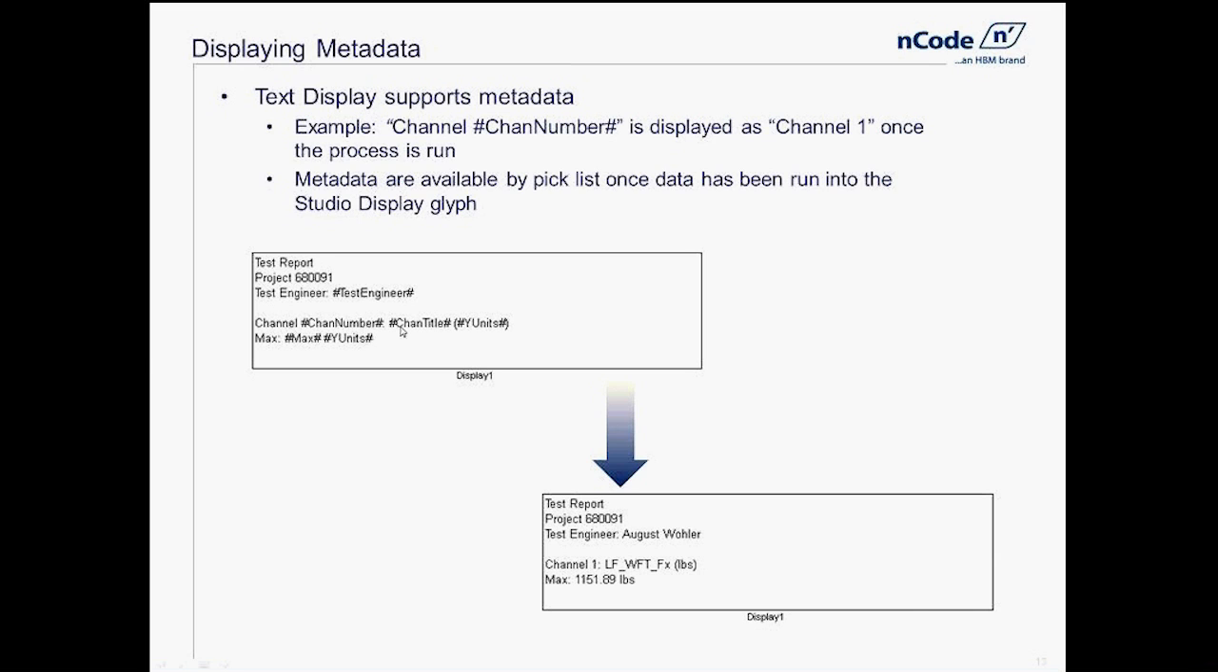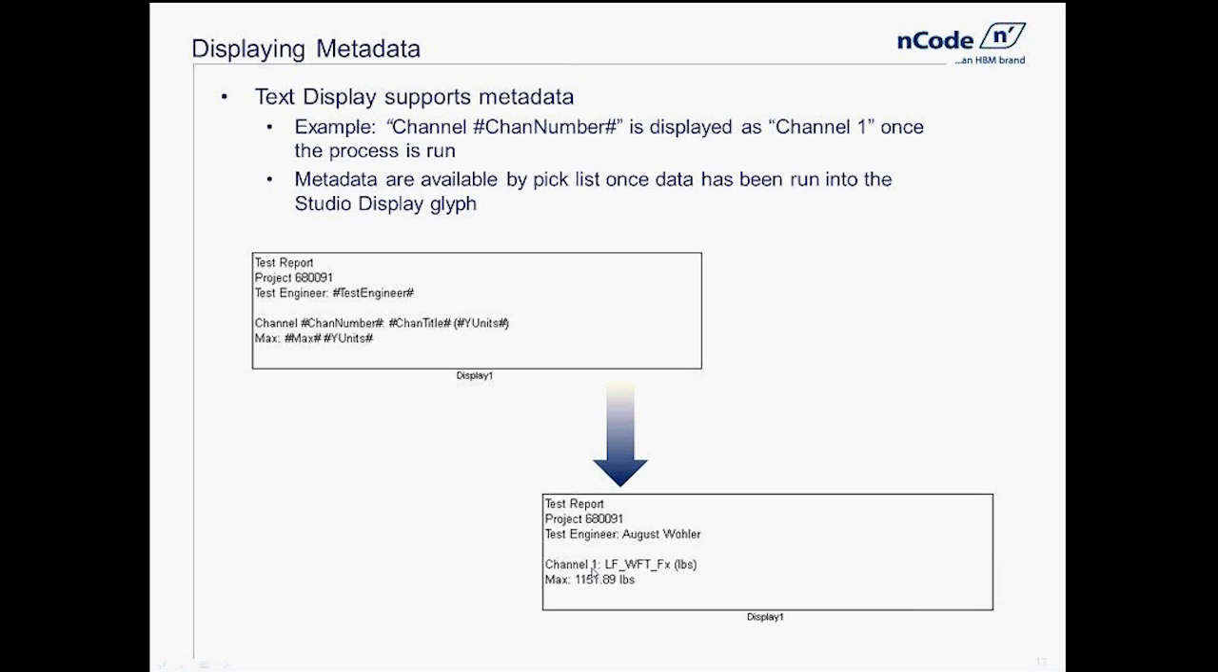We've also got a couple of other lines in here that contain metadata which is available by default in our time series data. So to start with, we've got information describing the channel number, the channel title, Y units, max, min, mean values, as well as the Y units again here. And as soon as we pipe our data into what would be a gray pad associated with this text display and run the process, the metadata names will be replaced with the actual value.